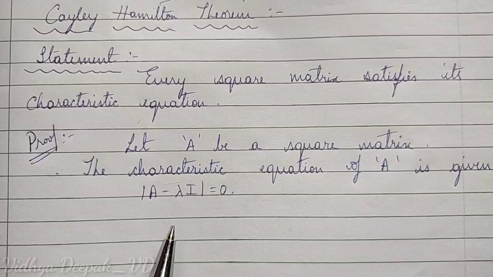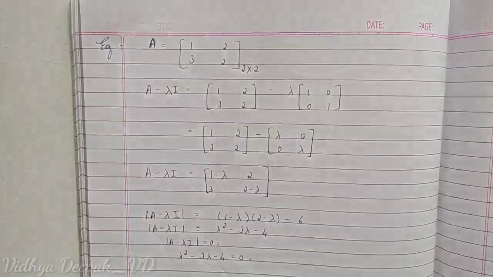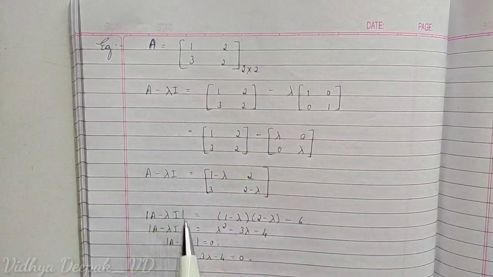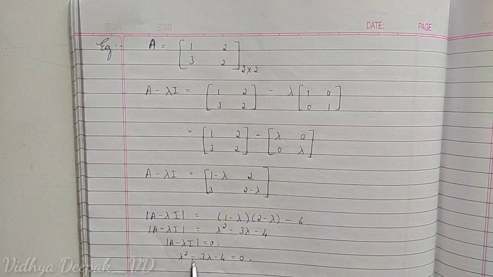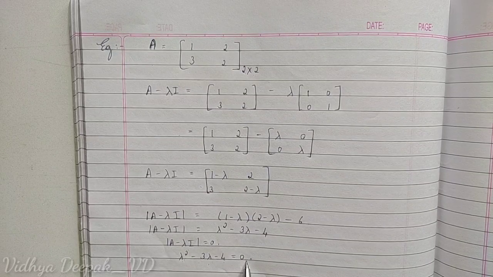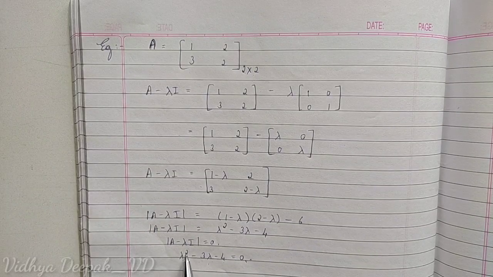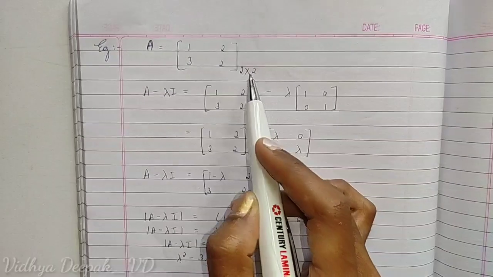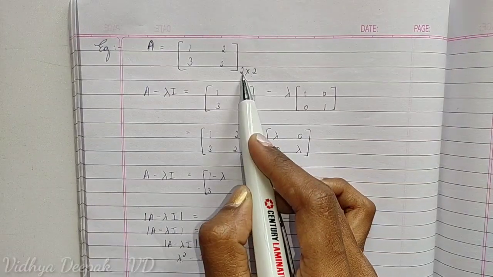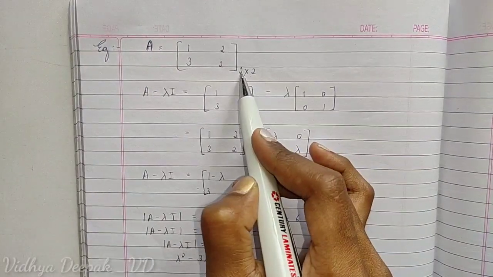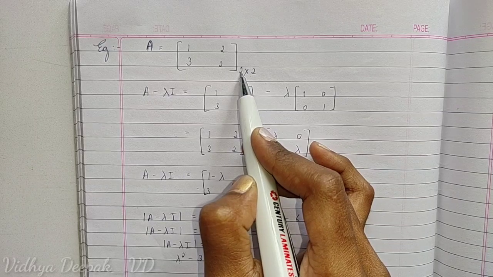So now let's see an example for the next step. Here we have a matrix A of order 2 cross 2. We are finding the characteristic equation of that. So we get lambda square minus 3 lambda minus 4 is equal to 0. If we observe clearly, we can say that the highest degree of this polynomial, that is the characteristic equation, is equal to the order of the given matrix.